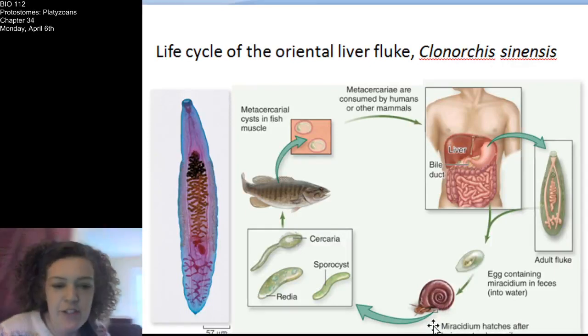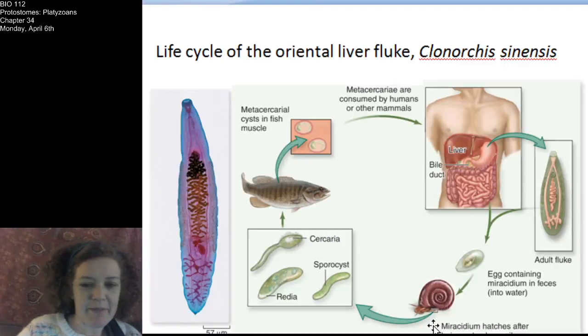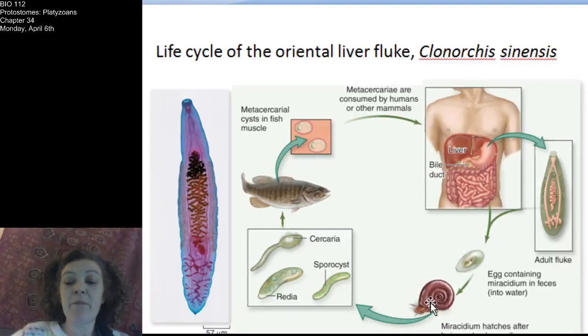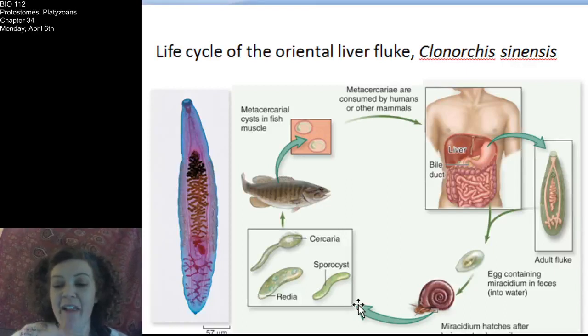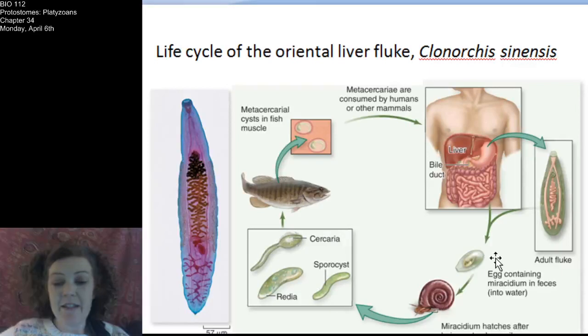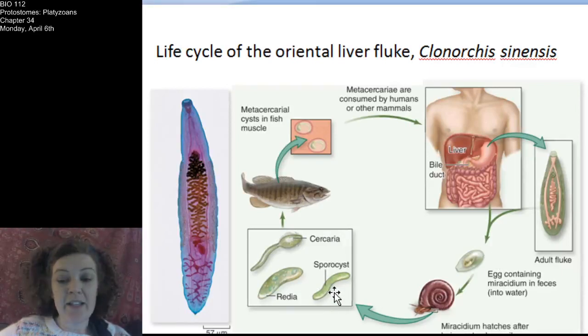So you have your snail, which takes it up. And within the snail, the intermediate host, it will develop into further stages. The miracidium is that first stage, and that develops into a sporocyst, which will in turn develop into a redia. And then finally, when it's ready to go on to the next host, it will develop into a cercaria that has a flagellum.